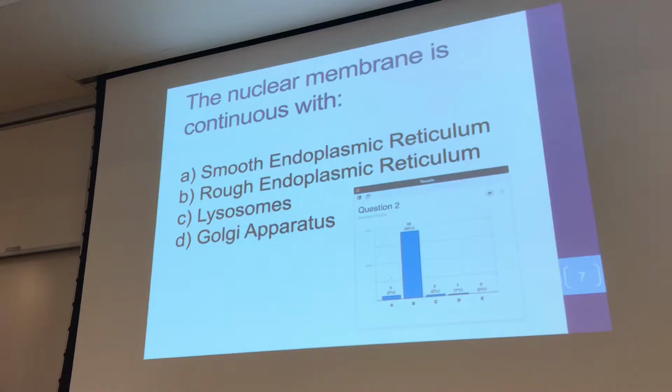So, the answer is indeed the rough endoplasmic reticulum. What's the difference between rough and smooth endoplasmic reticulum? Rough ER is coated with ribosomes along the membrane. Right. So the rough endoplasmic reticulum has those ribosomes sitting on it.